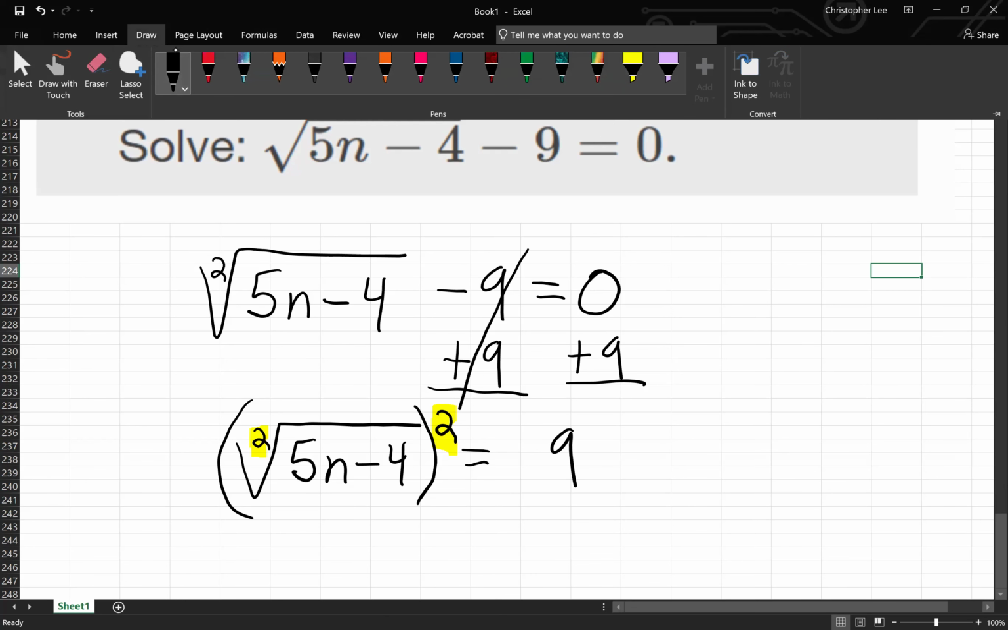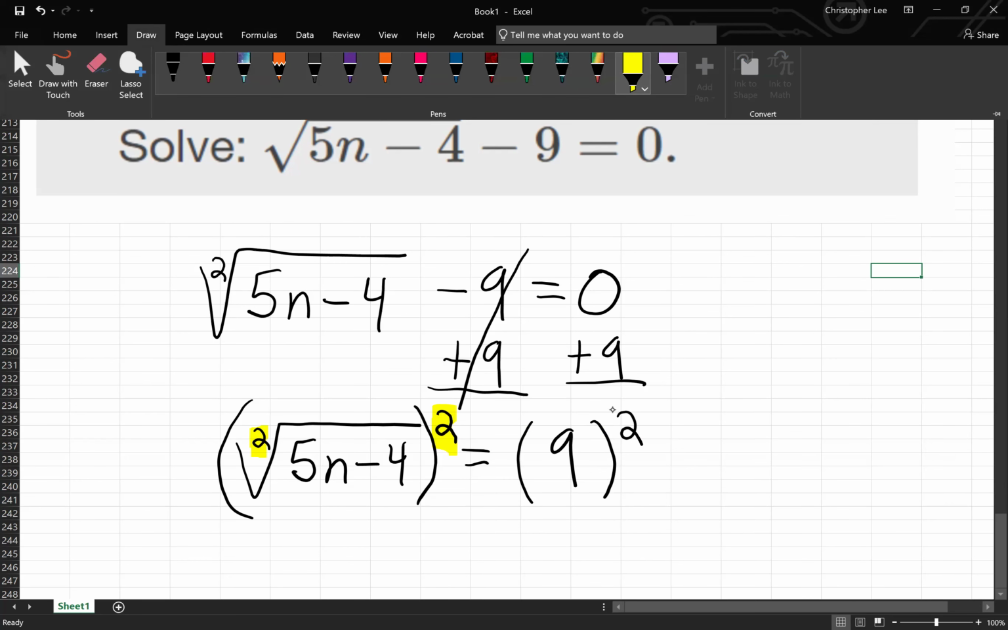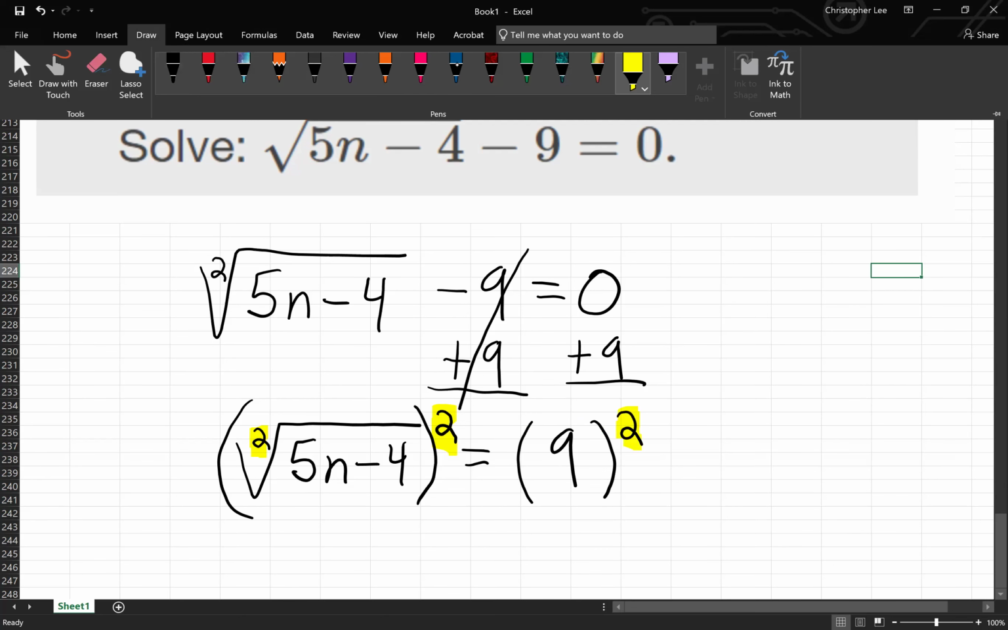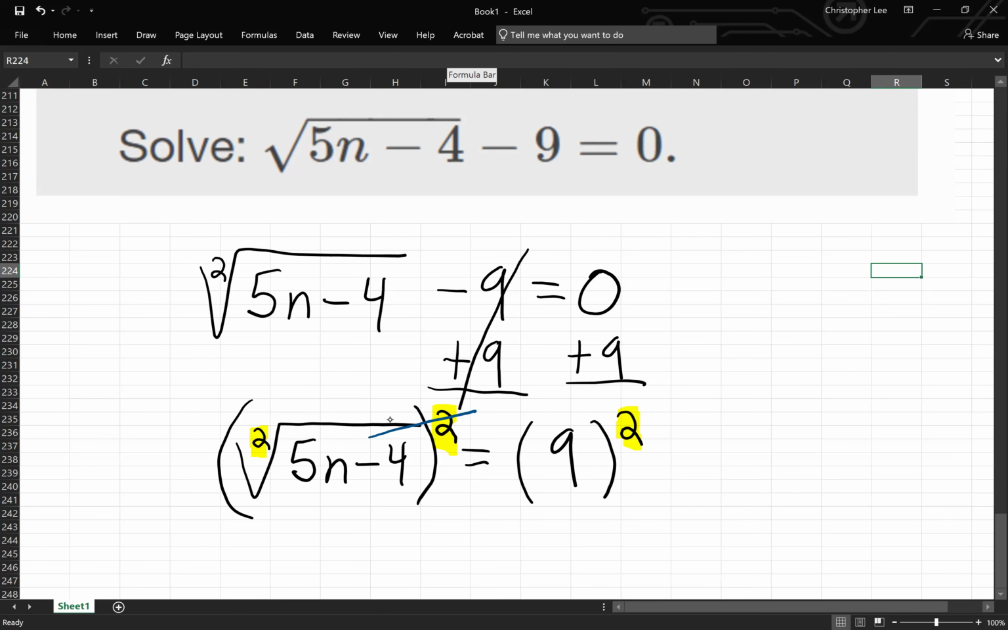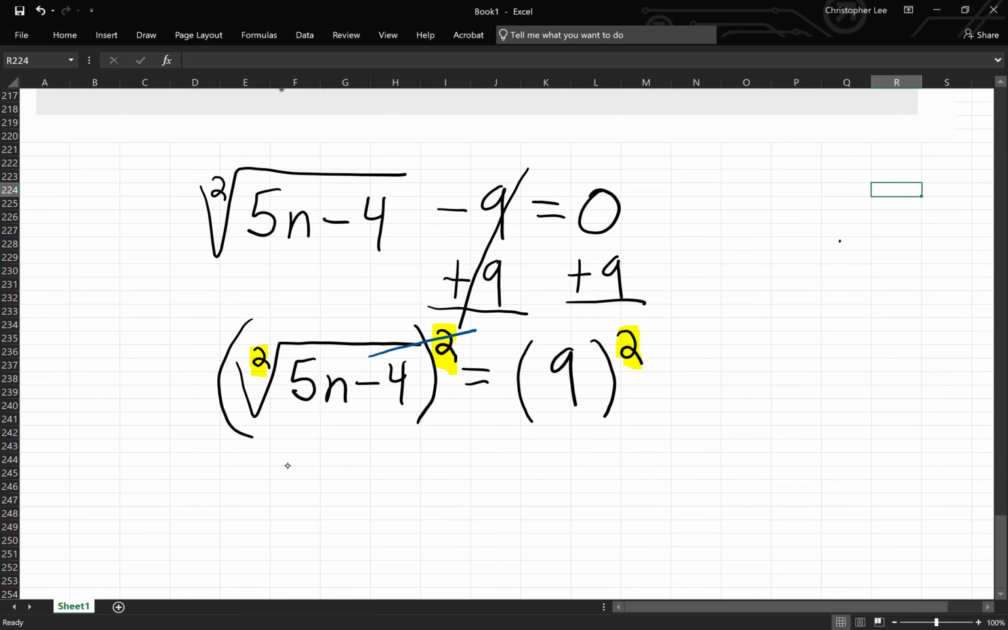Again, what you do to one side of the equation, you have to do to the other side. So I have to raise this side to the second power as well. Here's what's cool: the square root and the power cancel out, leaving just whatever's in the radicand by itself. So this is 5n minus 4, just the radicand, equals 9 squared. What's 9 squared? 81. Very good. And now I want to solve for n.